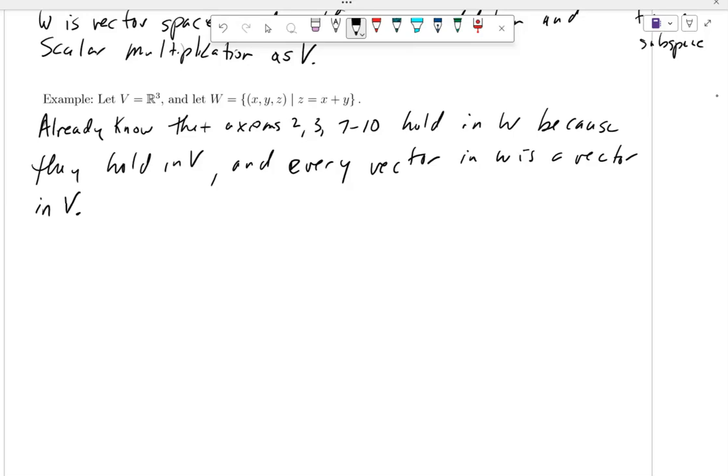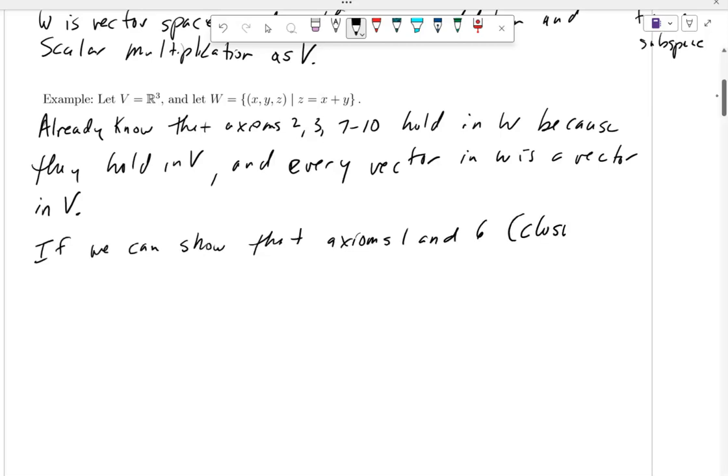So the idea here is that if we can show that axioms 1 and 6 hold, and just to remind, those are the closure axioms, then axioms 4 and 5 must also be true.